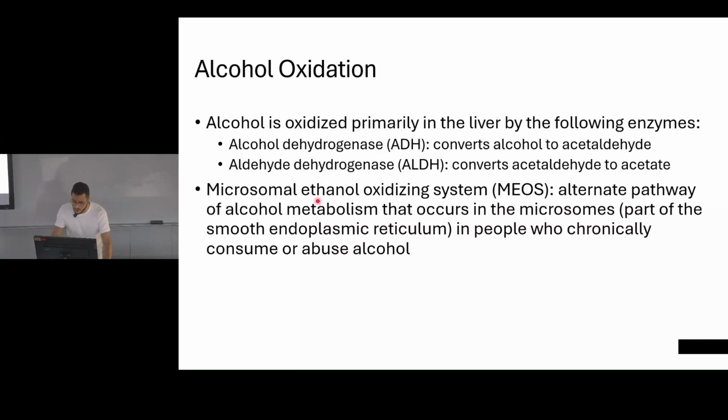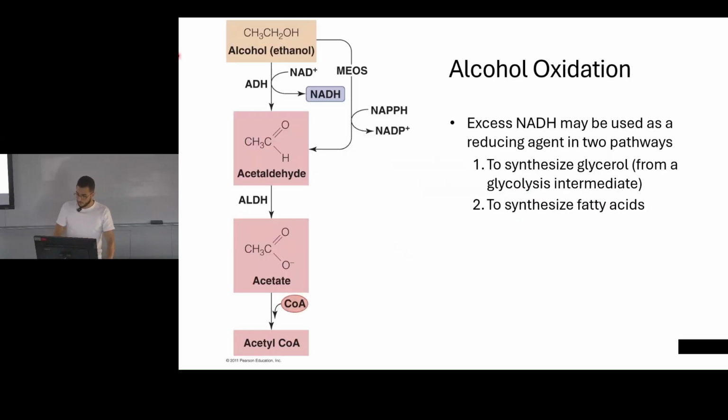There's another system called the microsomal ethanol oxidizing system, which is an alternate pathway that can oxidize alcohol. And this happens in all cells in the microsomes, okay? But it does not get activated unless you chronically consume alcohol or you actually abuse it, okay? Usually these are sufficient. Sometimes there's another system that gets activated to take care of this, okay? The MEOS.